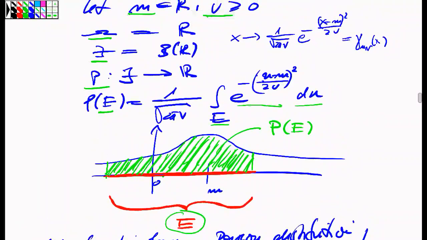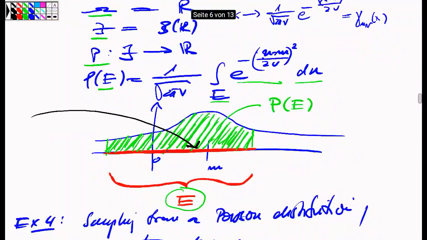Hence, this distribution describes the probability, for instance, that this randomly chosen point of the real line lies in the set E. So if I now sample a point from this distribution, it says that the probability that the randomly chosen point lies inside this given interval, say E, is given by the area of the green domain.